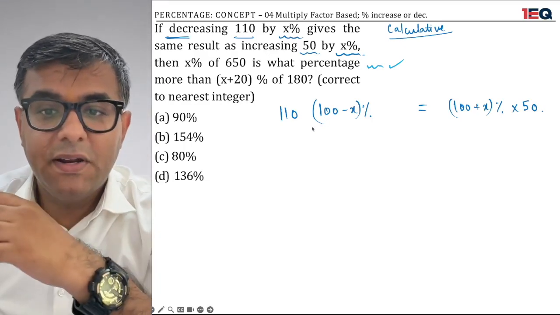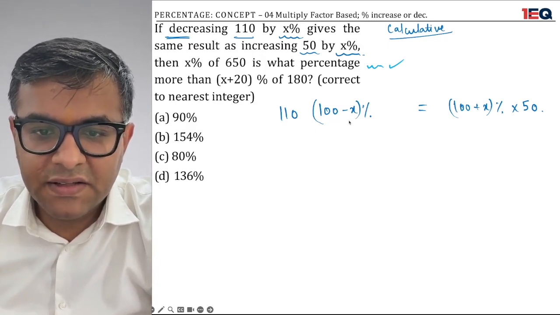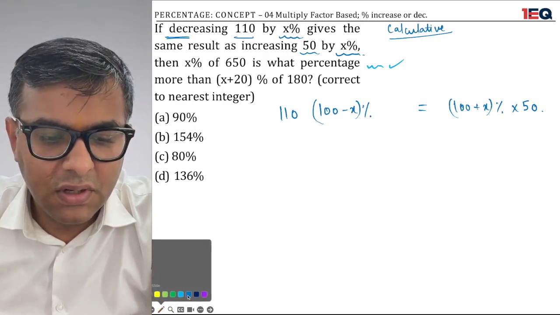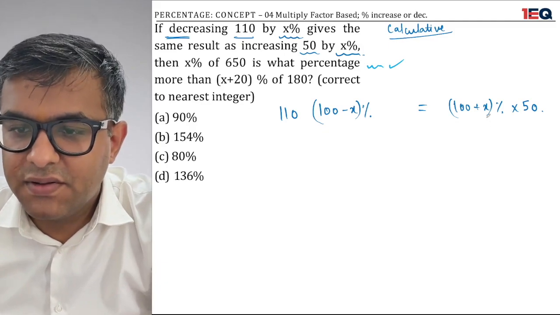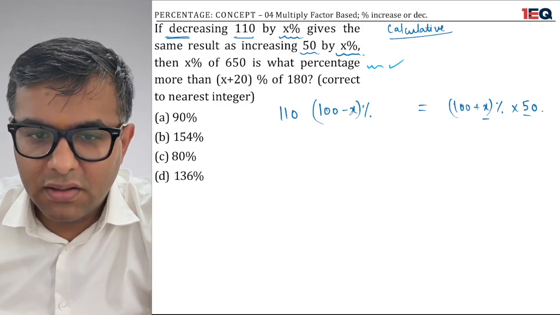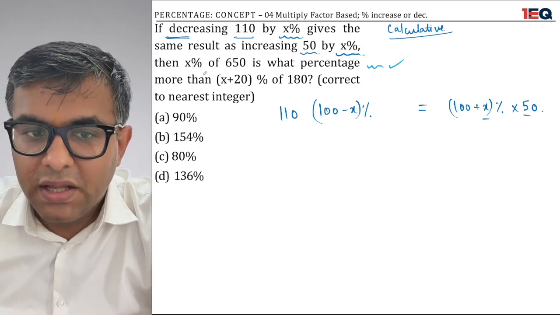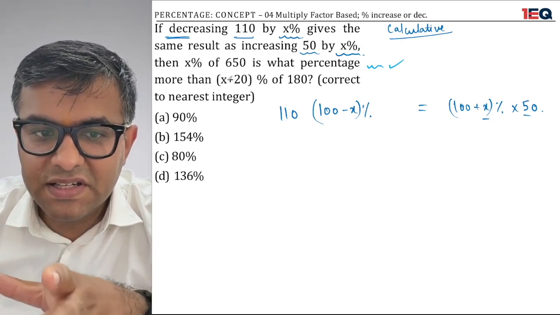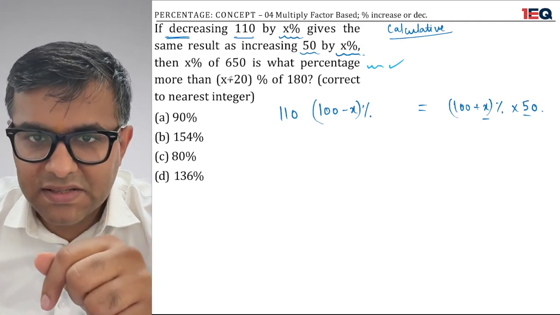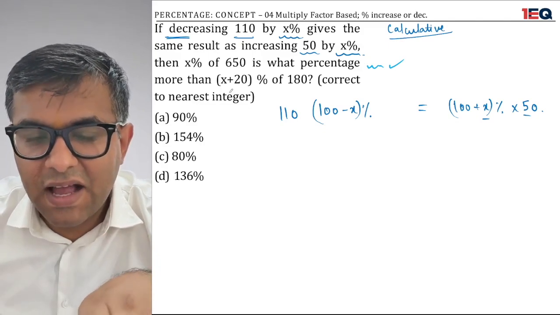Okay, so in this particular question, as I've already discussed, there is a decreasing factor of x associated with 110, and there is an increasing factor of x associated with 50. And this is the first equation that you have to deal with. You'll get the proper value of x over here, and then you have to put the same value in the next equation to find out the relationship between 650 and 180, which has one more level of complexity involved with it.